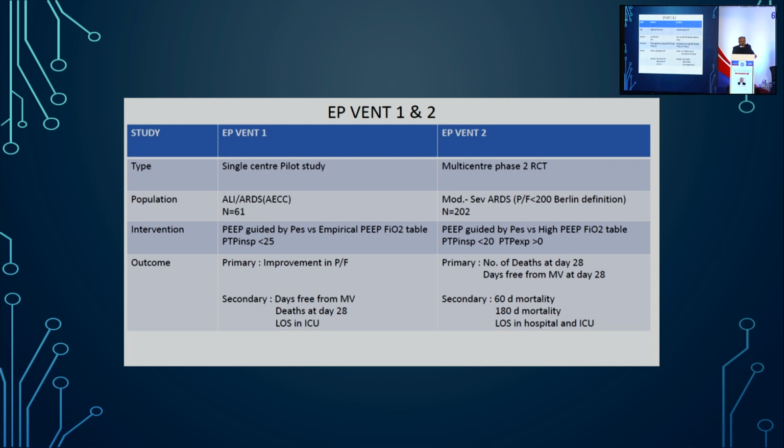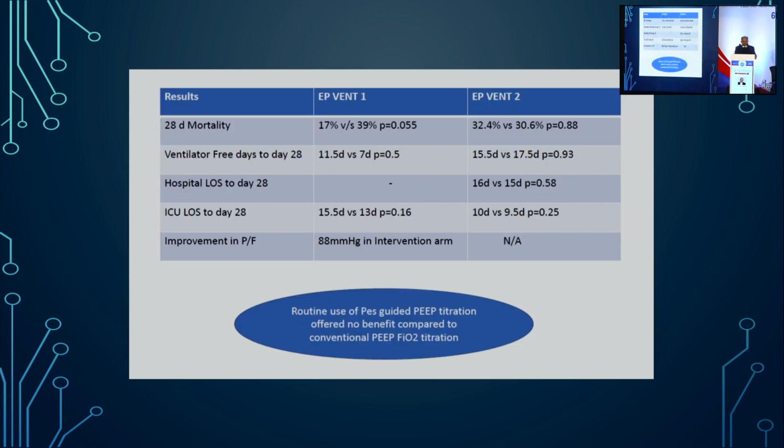One was a single center study in mild forms of ARDS, which were called earlier ALI, a terminology no more used. And this compared two ventilated modes of PEEP, low versus high PEEP. The second, EPVENT 2, was a randomized controlled trial. So what did they find? That routine use of esophageal pressure-guided PEEP titration offered no benefit compared to conventional PEEP FiO2 titration. And this was based on the esophageal pressure monitoring.